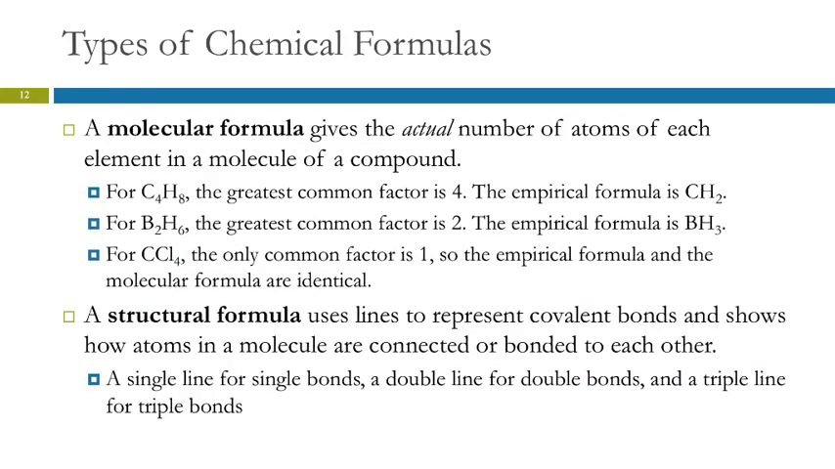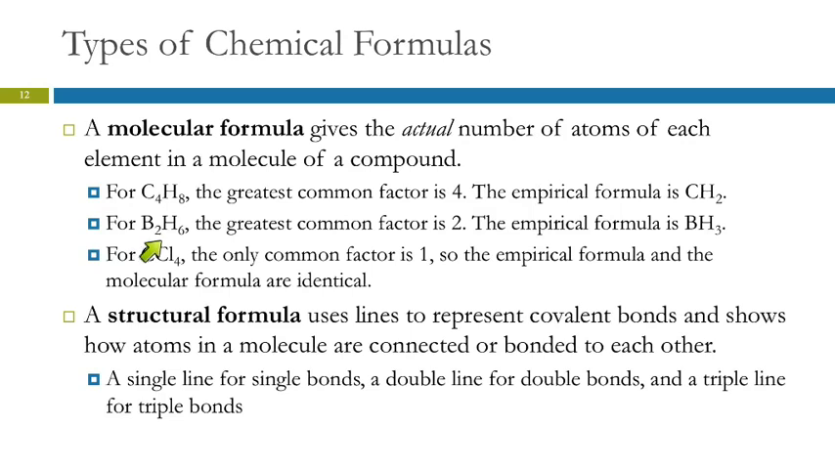So the molecular formula gives us the actual number of atoms. And here are a couple of examples. C4H8. That tells us that in a molecule of that compound, there's 4 carbons and 8 hydrogens. The empirical formula for that, we would simplify that ratio of 4 to 8, and the empirical formula would be CH2. There are many, many compounds with the same empirical formula of CH2.